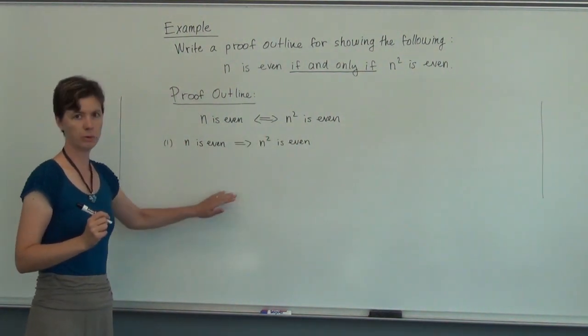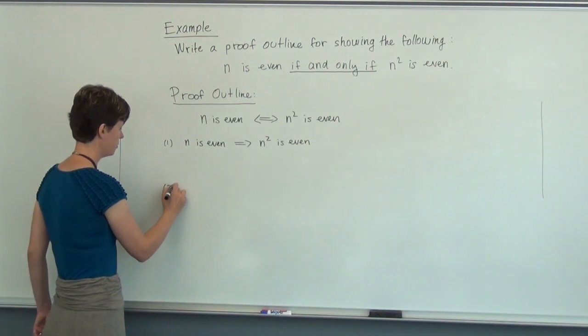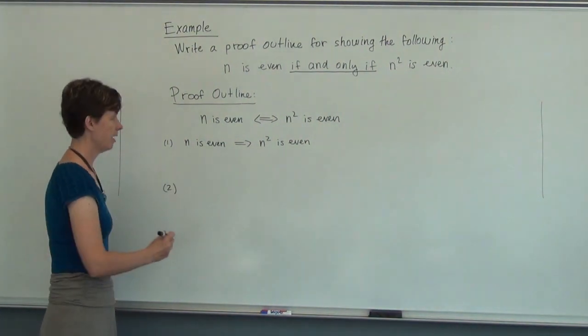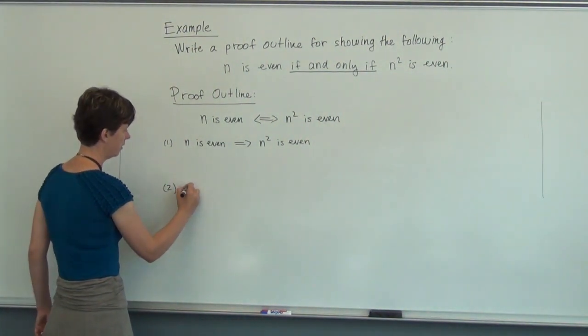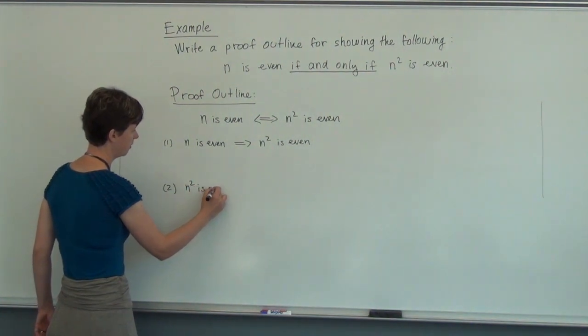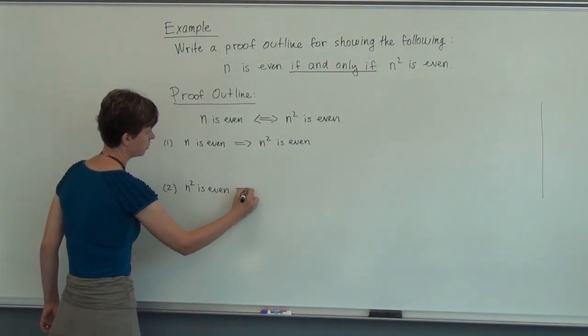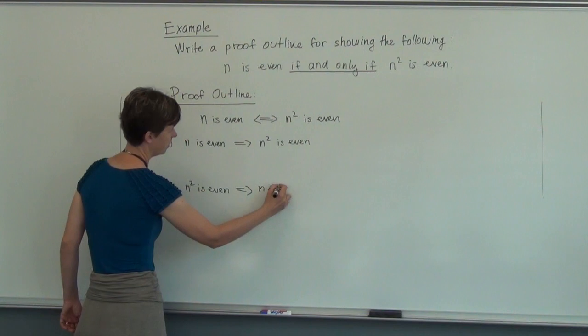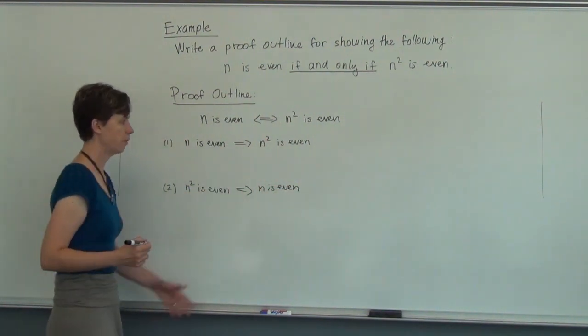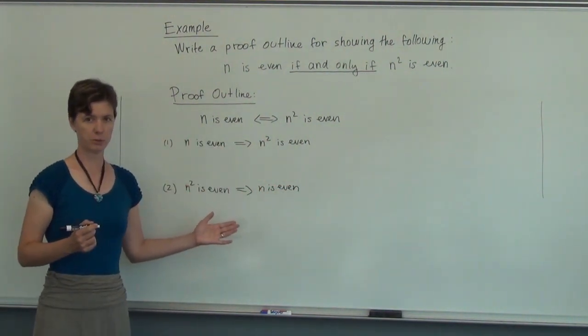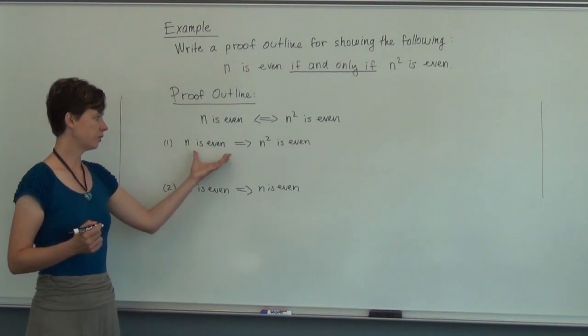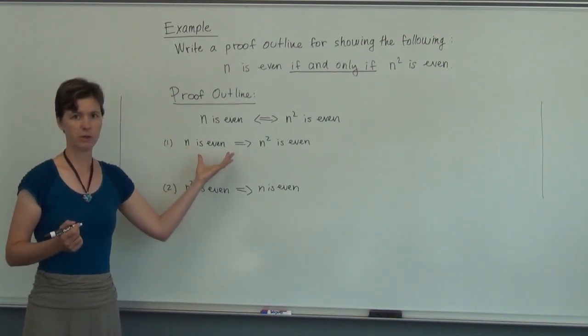Leave a little bit of room over here. The second thing we're going to do is assume that n squared is even and show that n is even. So both of these will have to be done separately. And this one is very easy. We can do it right now.